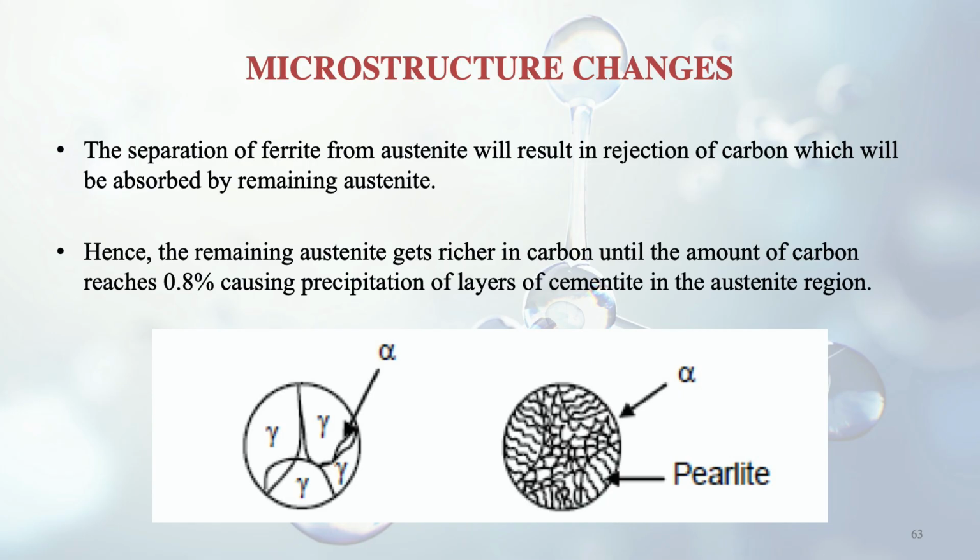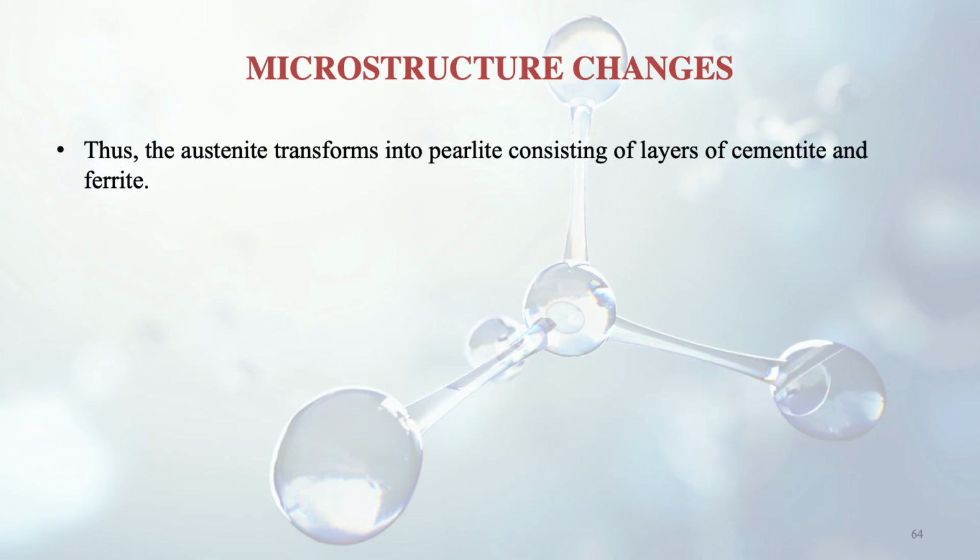In the third figure you are seeing here, alpha and gamma are there. Alpha is coming in, and in the last figure, the amount of cementite is very large now. So the austenite is reduced. Thus the austenite transforms into pearlite, consisting of layers of cementite and ferrite. So at 0.8% carbon, this is the situation. It mostly consists of pearlite, and the pearlite is nothing but a mixture of cementite and ferrite, with layers of cementite and ferrite, lamellae.